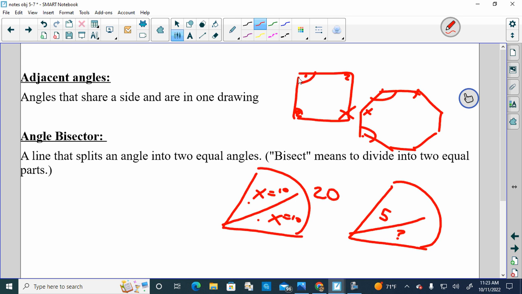Just pay attention if it's angle bisector or if it's just the angle addition postulate. Those are two separate things. Bisector means they're the same measurement. So you either divide by 2 to find out what the two small ones are, or you can subtract from the outside one if we know what one of them is, or just know that they're going to be the same. I think that was it on my vocab.